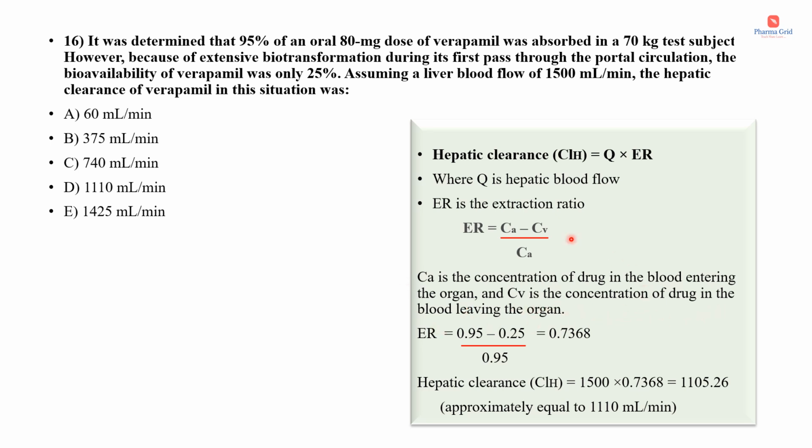And the Ca and the Cv can be easily determined from the question itself. Okay, so see the question once again. It was determined that 95% of an oral 80 mg dose of verapamil was absorbed. So here 95% of the 80 mg dose of verapamil gets absorbed. This means 95 divided by 100, that is 0.95. And this 0.95 can be taken as the Ca value, which is the concentration of the drug in the blood entering the organ.